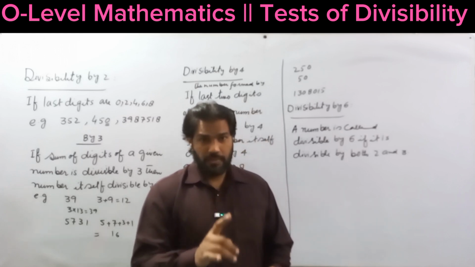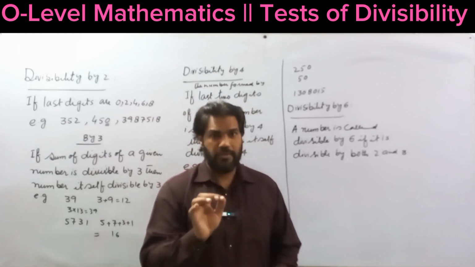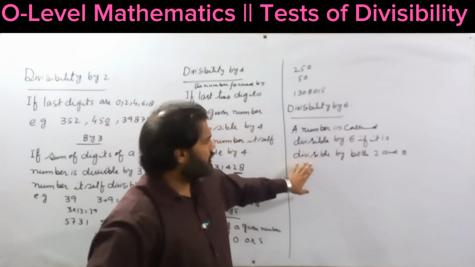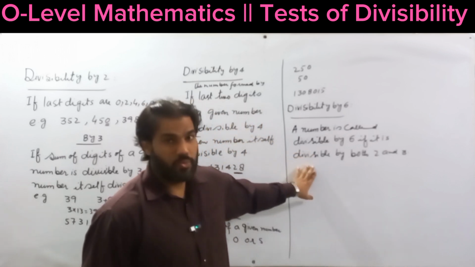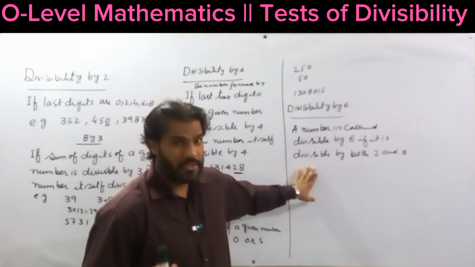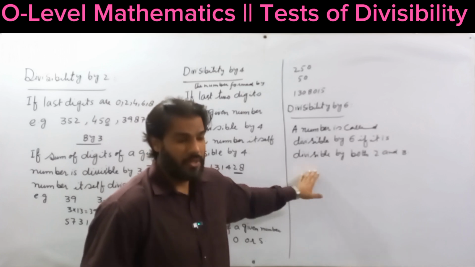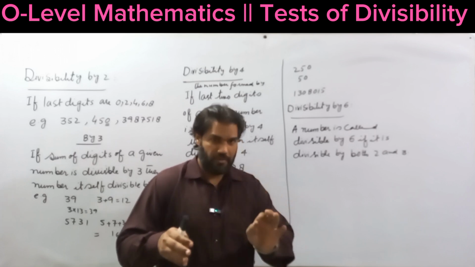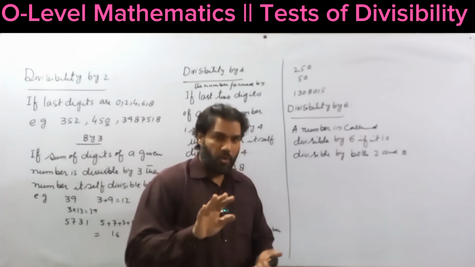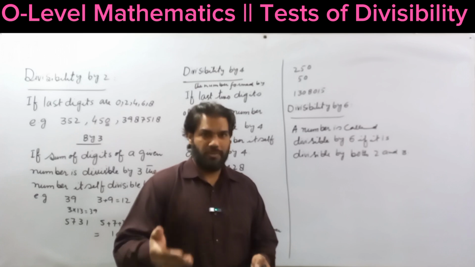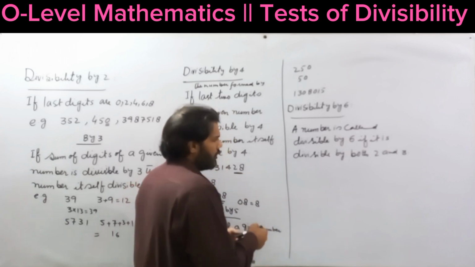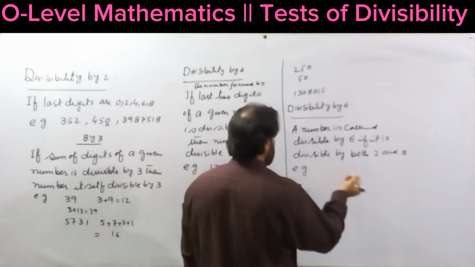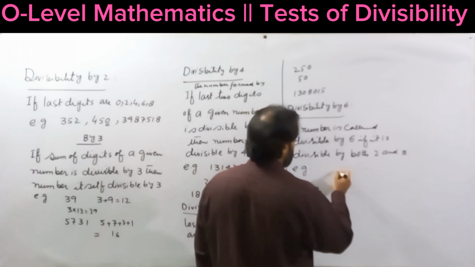If a number is divisible by 6, then it is always an even number, because a number is divisible by 6 when it is divisible by 2 and 3 both. So in order to be divisible by 2, it should be an even number. So an odd number cannot be divisible by 6. For example, let us see a simple one.